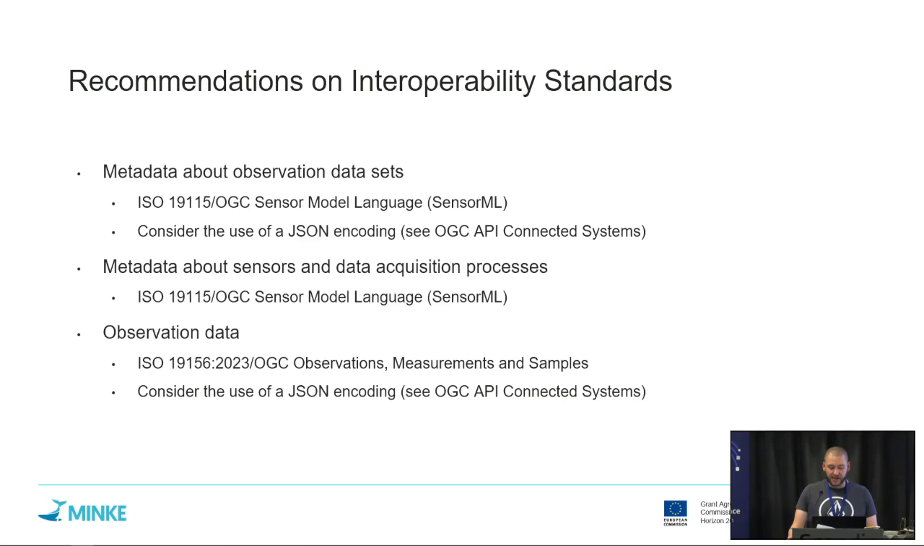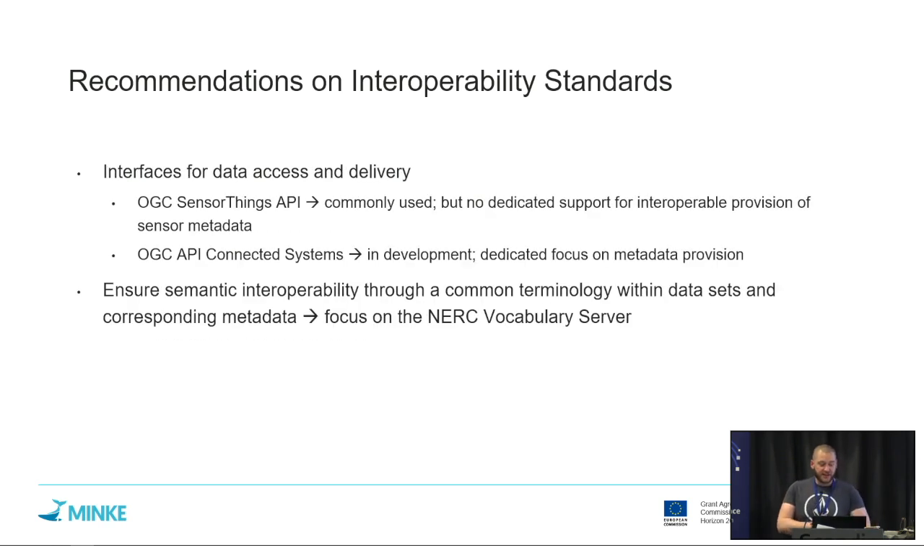For observation data, we are planning to use OMS, which is the successor to observation and measurements. Now it's called observation, measurements, and samples. And consider also there to use the JSON encoding, but that's not there yet. We have a new standard with that is OMS, but we have no official JSON encoding yet, but we are using our temporary scheme we have in connected systems. For accessing the data, we're also using the Connected Systems API because, as stated earlier, the Internet of Things API lacks a little bit the capability to have dedicated, detailed sensor descriptions.